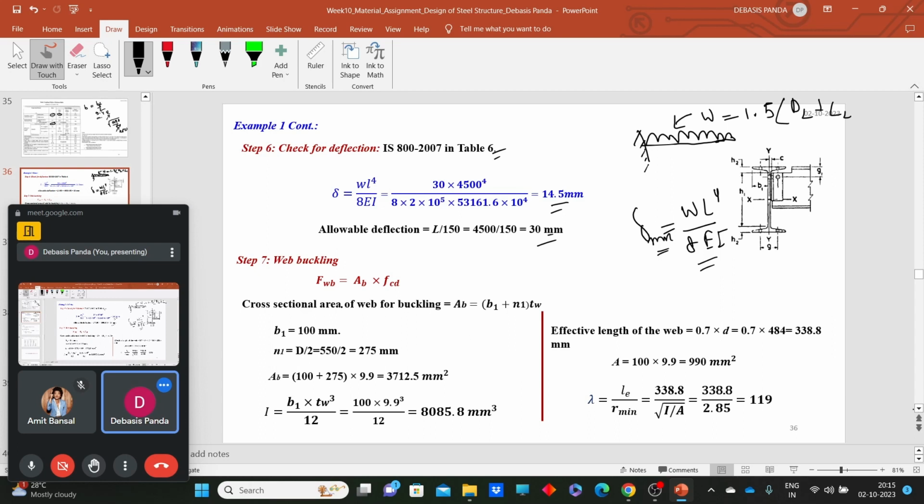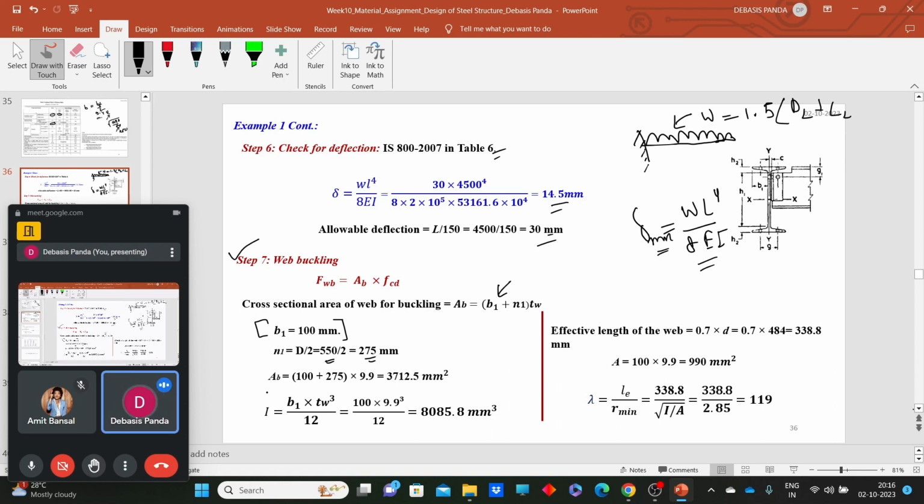Now we need to check for web buckling and web crippling. So let's quickly solve these two steps. So in step 7, we need to look for the web buckling strength. Now how can we calculate the web buckling strength? The web buckling strength Fwd can be calculated as Ab into Fcd. Now what is the Ab value? Ab is nothing but b1 plus n1 into tw. What is that b1? b1 is the bearing length, and the bearing length is already given, that is 100 mm. What is n1? That is the depth from top to the neutral axis. Overall depth was 550, so it is nothing but 275 mm.